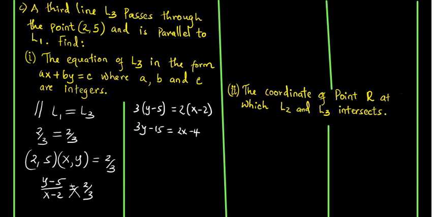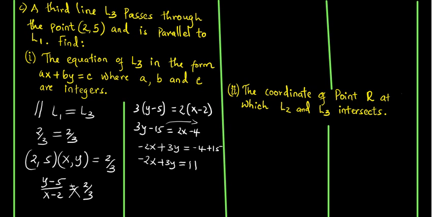We arrange the equation starting with x. We bring 2x to this side, so it will be minus 2x. Then minus 15, we take minus 15 to the other side, so it will be positive 15. This side will remain with 3y equals negative 4 plus 15. Negative 2x plus 3y should be equal to minus 4 plus 15, which is positive 11.